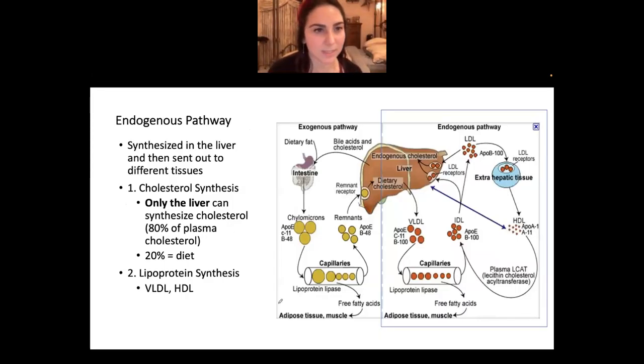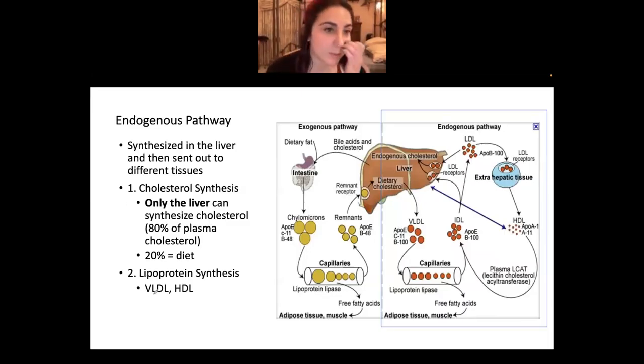So if someone says that they have high cholesterol because they have a really bad diet, you're like, probably not. And that's also why you can have someone that is very healthy and eats really well. They can still have high cholesterol because it's a genetic thing. But yeah, so that's the first thing that happens in the liver: cholesterol synthesis.